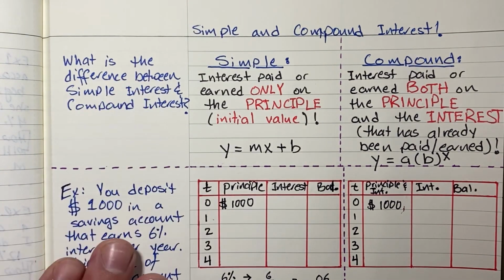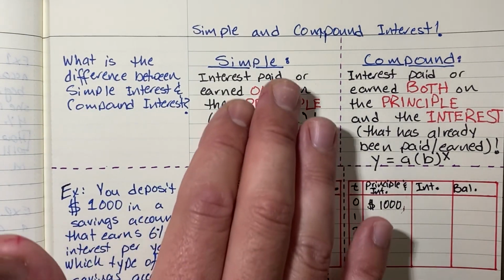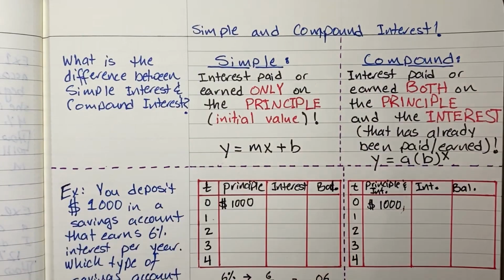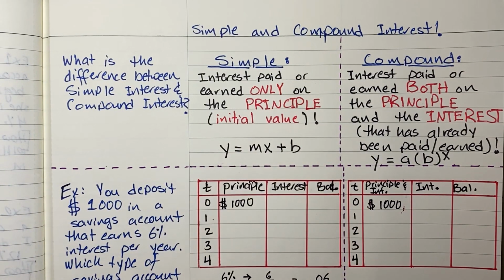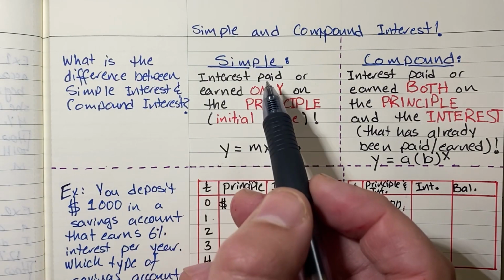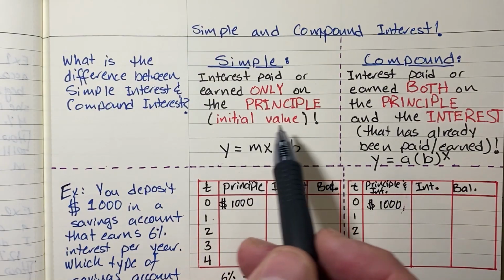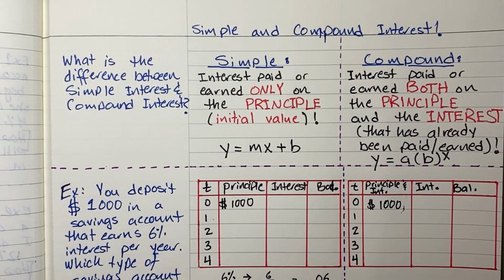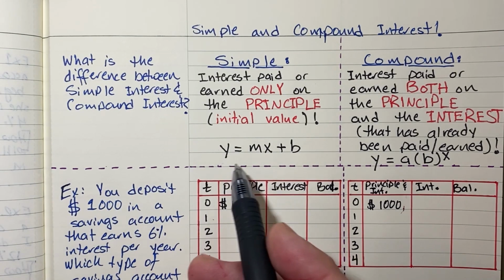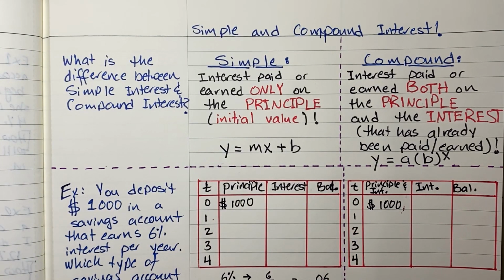The next thing is we jump straight into the example so you can see what these two definitions literally mean. Okay, so when it comes to simple interest, this is interest that's paid or earned only on the principal, which is the initial value. So that means that when we see simple interest, we're going to see that things yearly get added to our balance, not multiplied. And we know that this is going to represent a linear type of function.